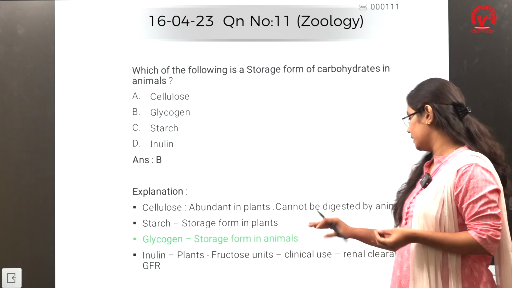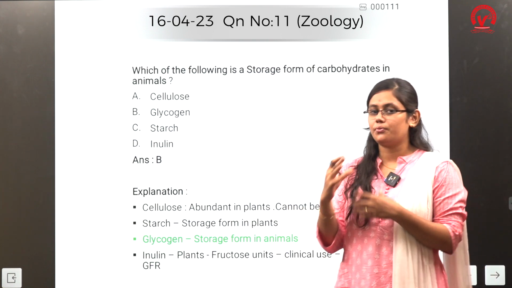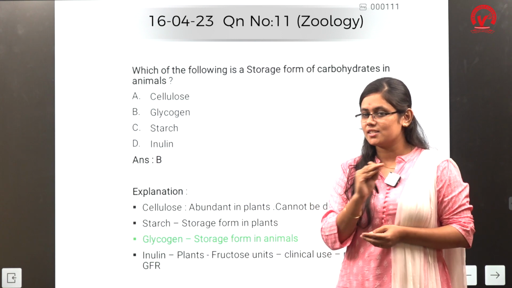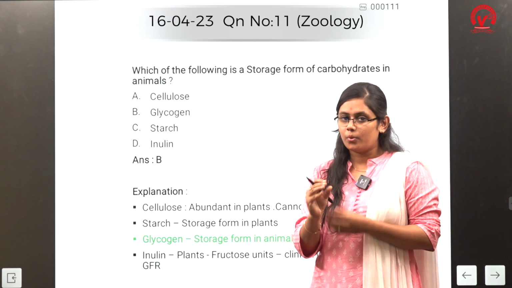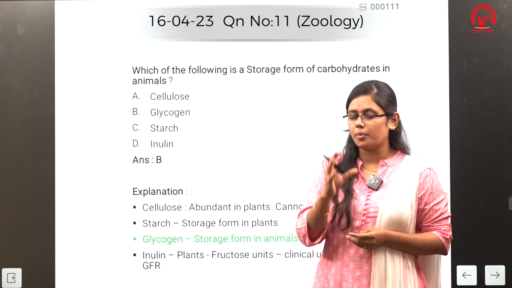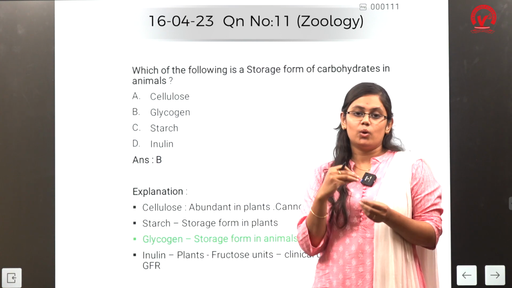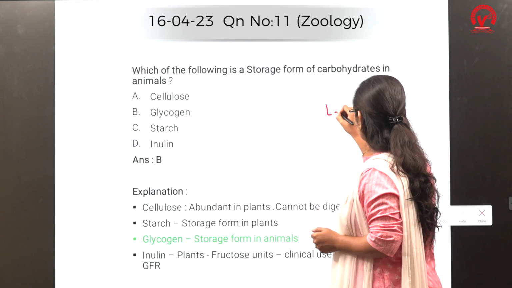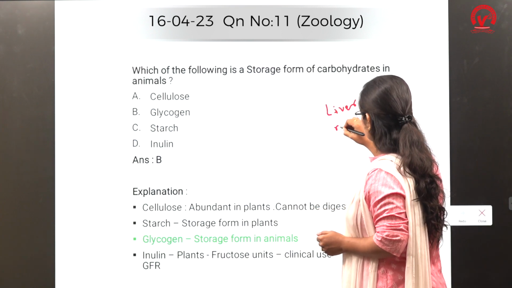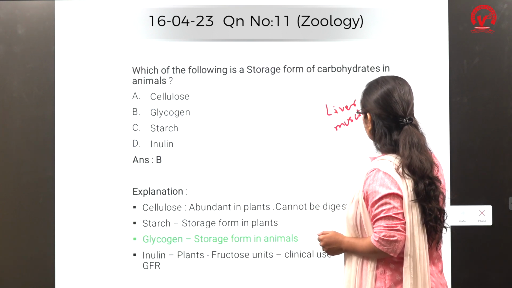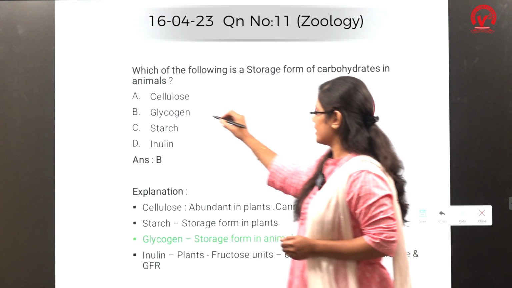but it has a clinical use, which is used to calculate the renal clearance and GFR in human beings. So the correct answer is glycogen, which is made up of glucose units. It is the storage form of carbohydrate in animals. In humans, it is mainly stored in liver and muscles. So here the correct option is glycogen.